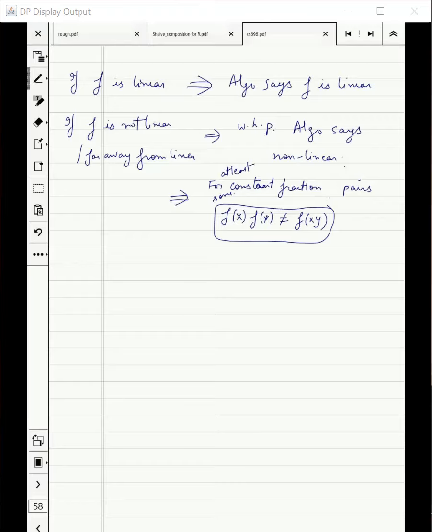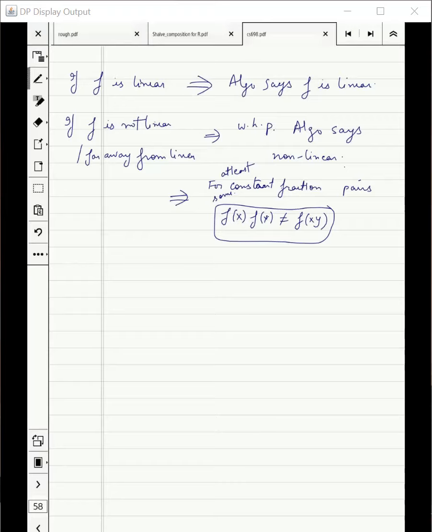Because if that happens, then at least with that probability: if for at least half the fraction of the pairs f(x) times f(y) is not equal to f(xy), then my algorithm will answer correctly with probability at least half. The other way to say it is, for at most some constant fraction of pairs, f(x) times f(y) is equal to f(xy), which is the same. Okay, got it?